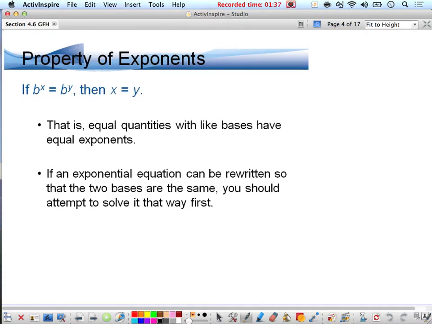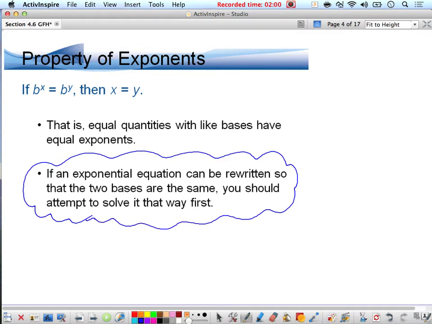In order to solve exponential equations, we need to look at some properties of exponents. We know that it's true that if b^x = b^y, then x must equal y. In other words, equal quantities with like bases have to have equal exponents. So here's the thing. If an exponential equation can be rewritten so that the two bases are the same, you should attempt to solve it that way first. So if you can get like bases, then you can pretend the bases aren't there and just set the exponents equal. So that's a quick and easy way that you can solve exponential equations when their bases can be made into the same thing.